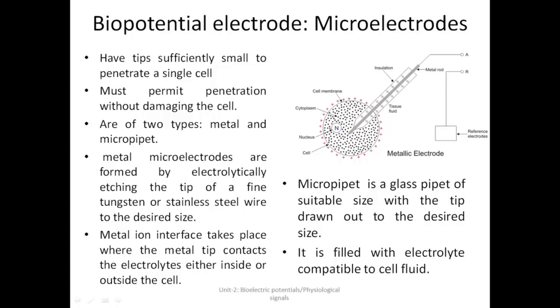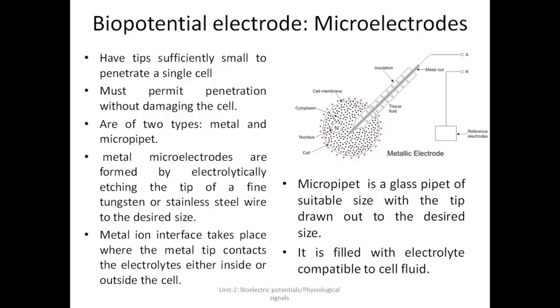The second type is the micropipette. It is a glass pipette of suitable size with the tip drawn out to the desired size, and that tip is filled with compatible cell fluid. In that case, the ions already present in the fluid come in contact with the suitable electrolyte filled in the glass pipette, and the electrolysis takes place, which gives rise to the potential that we can measure.